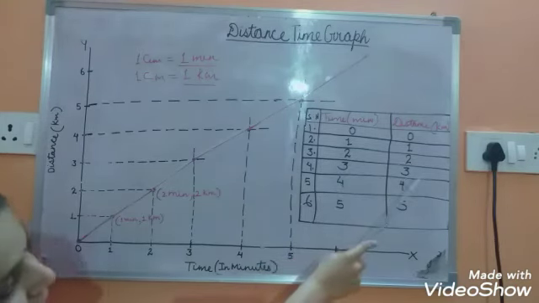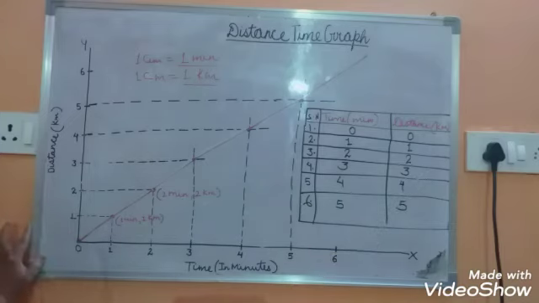3 minutes, 3 kilometer. So again on the x-axis, we will find 3 minutes, which is at the 3 centimeter, because we have taken the formula 1 minute is equal to 1 centimeter. So 1 centimeter, 1 centimeter, 1 centimeter. So at 3 minutes, we will mark the 3 minutes, and we will draw a line perpendicular to the x-axis at 3 minutes.